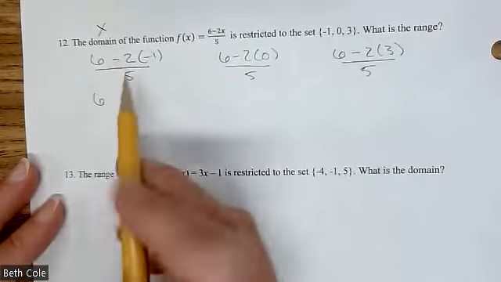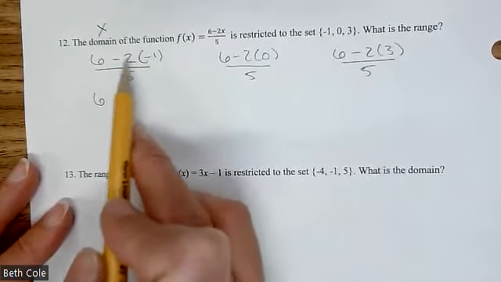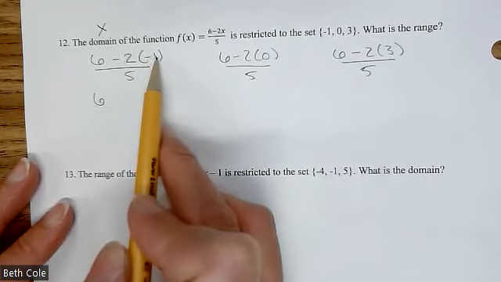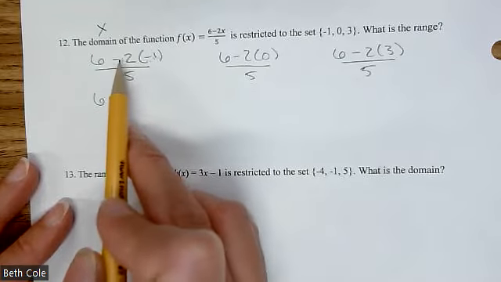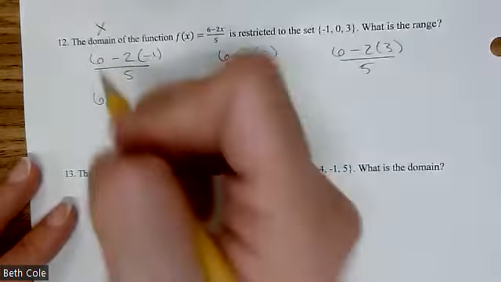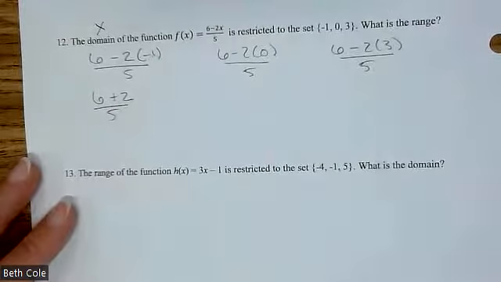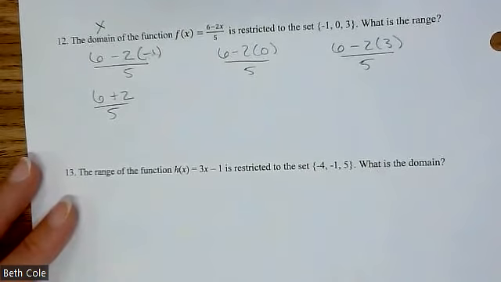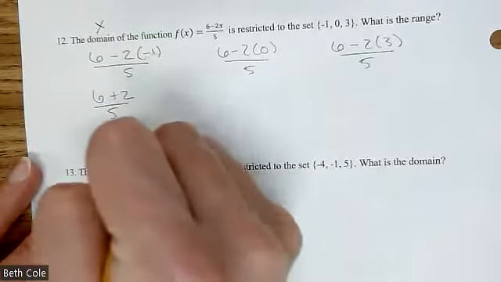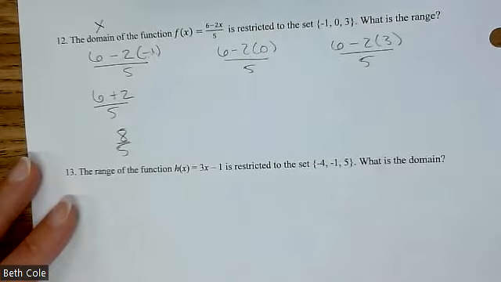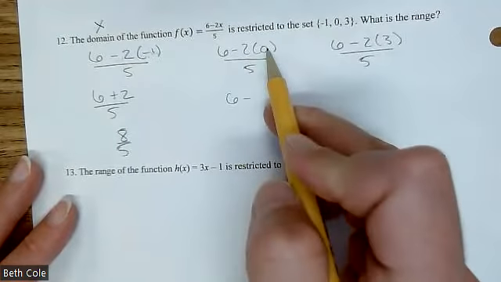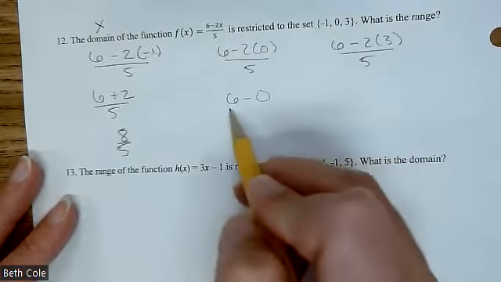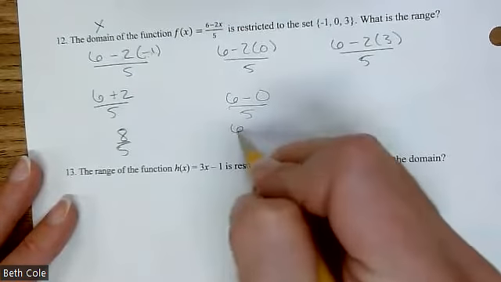So this would be 6. And then -2 times -1 would be what? Well, what happens to the negatives, first of all? It would be 2, and the negatives would cancel. So +2 over 5. So that'd be what, 8 over 5? I would just leave it as 8 over 5. All right, and then how about this one? This would be 6 minus 0 over 5, which would just be 6 over 5.